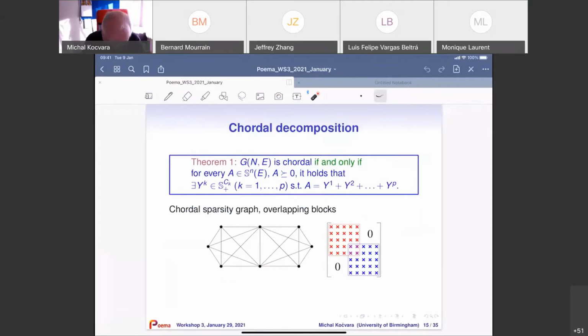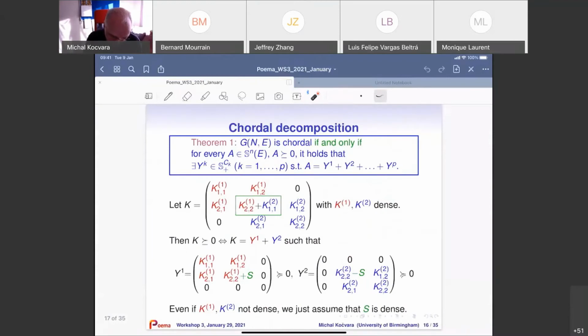Looking again at the first example from the talk, I have these two dense submatrices in my sparse matrix. I have two maximal cliques, this one and that one. So I can look at that as a matrix with two overlapping blocks. And in this case, Y1 would only be non-zero here. Y2 would only be non-zero in the blue elements. So P would be equal to 2.